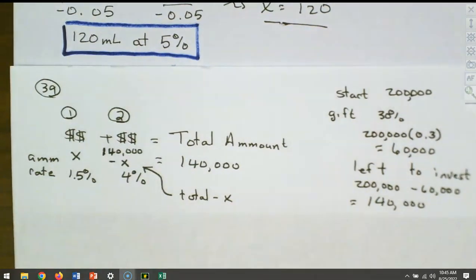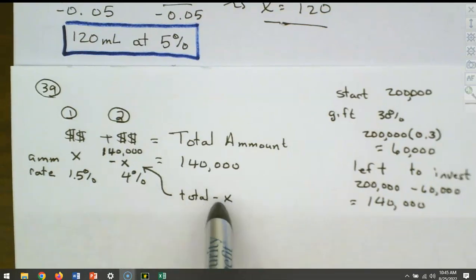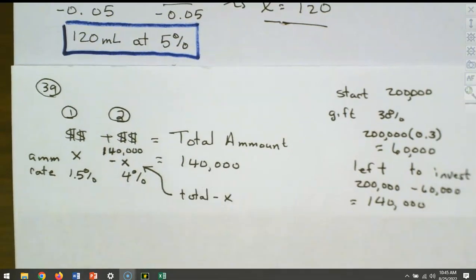Why is it 140,000 minus X? Well, these need to add together to give you that 140,000. And what happens with a positive X and a negative X? When you add them together, they're going to cancel out. So if I looked at it like this, one's X, one is the total minus X. That gives you 140,000 together, right? Because one's going to cancel out with the other one.